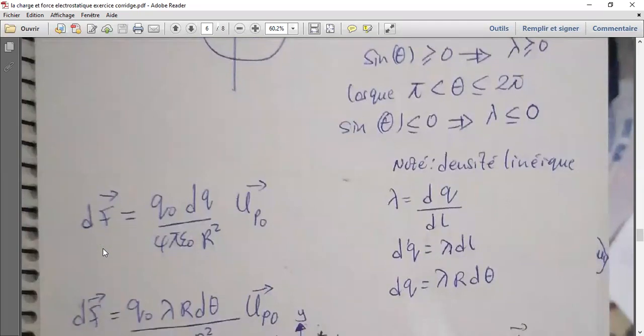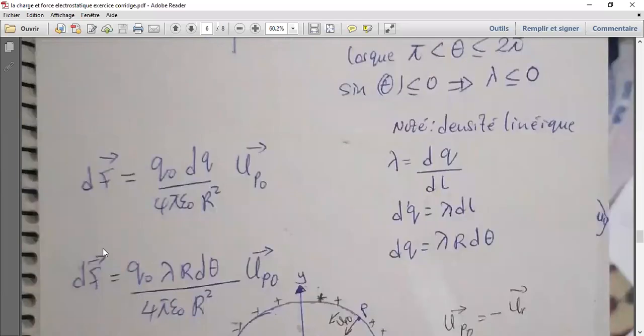Now after you have written your formula, you can start solving. When you start solving, you have to know what your dQ is. So first you deal with your dQ. What is your dQ equal to?